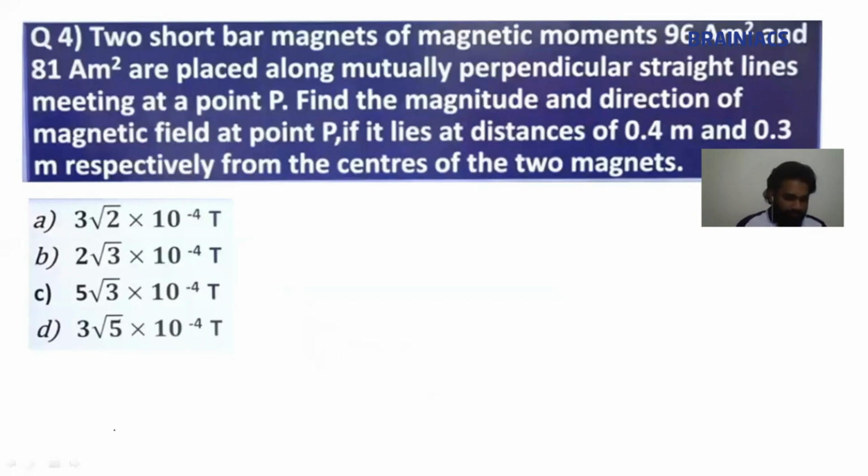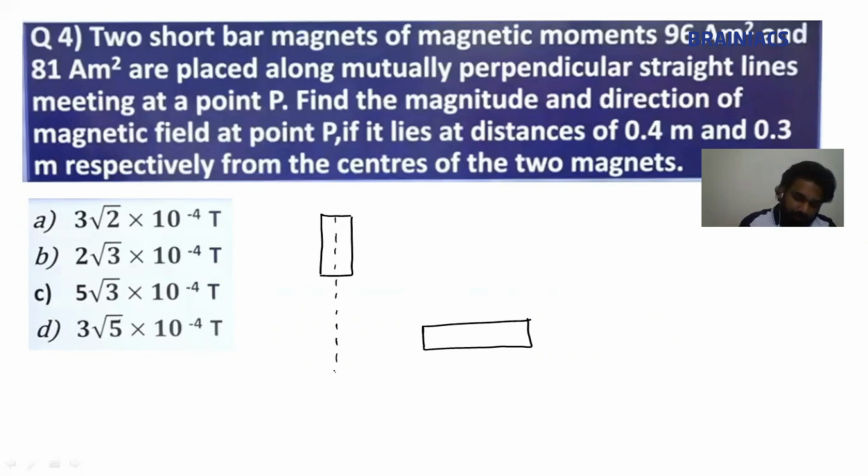So I shall consider two magnets. They are kept mutually perpendicular, like this, along mutually perpendicular straight lines meeting at a point P. So this is the point P.